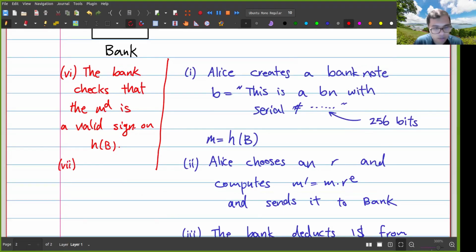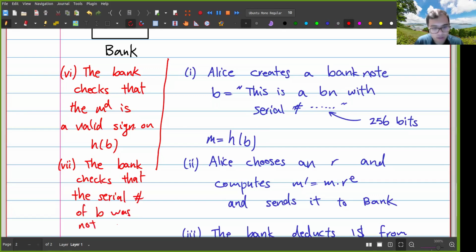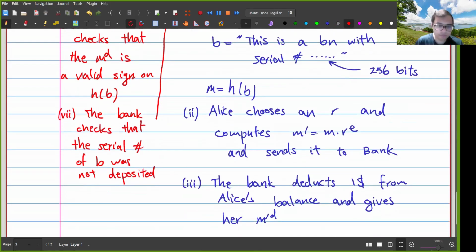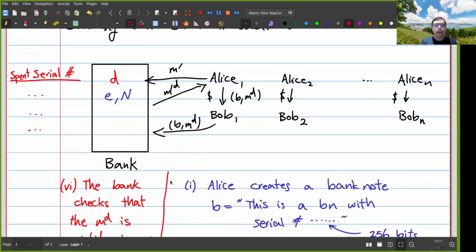The second check, the bank checks. Sorry, this banknote was small b. And this is also small b. The bank checks that the serial number on B is new. So the serial number of B was not deposited before. Okay. And if so, then the bank increases Bob's balance.